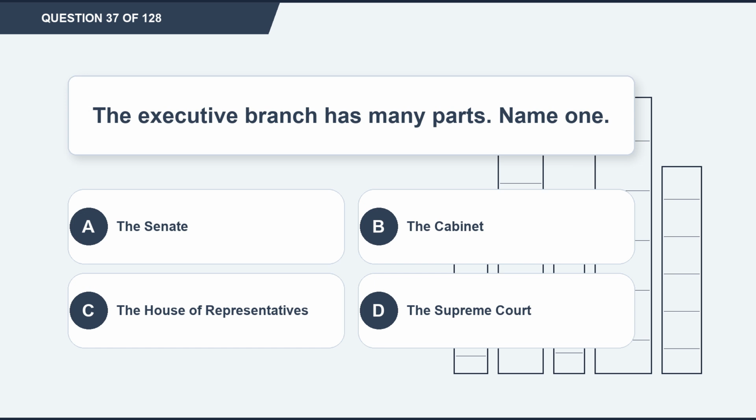Question 37. The executive branch has many parts. Name one. Option A. The Senate. Option B. The Cabinet. Option C. The House of Representatives. Option D. The Supreme Court. The correct answer is option B.